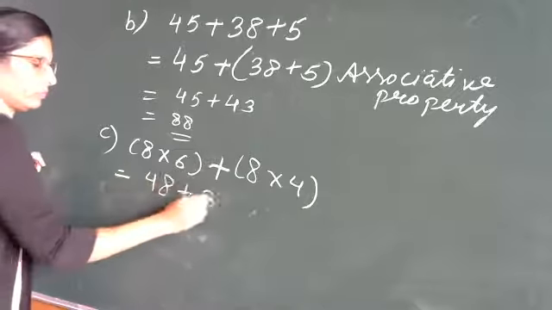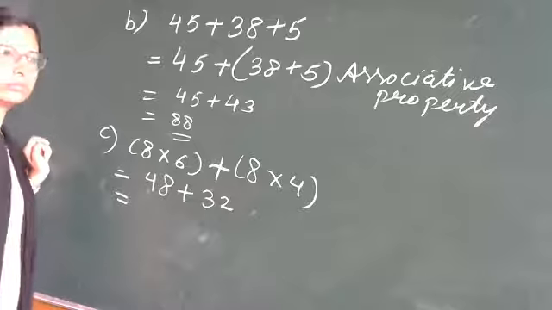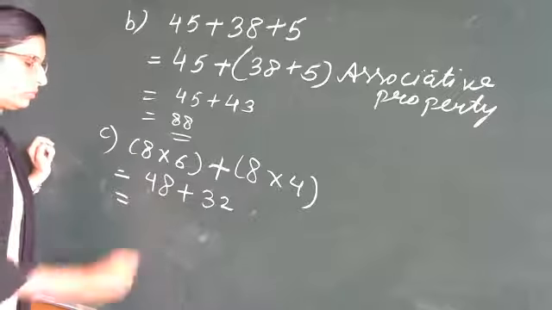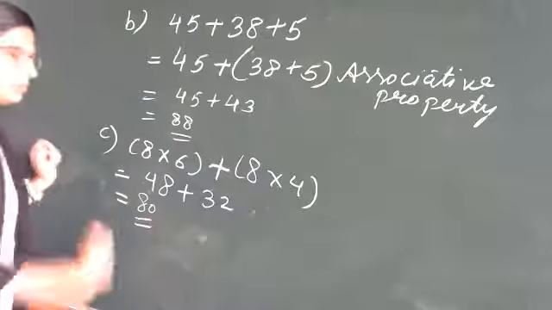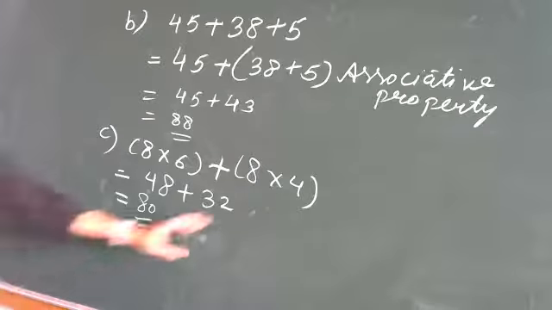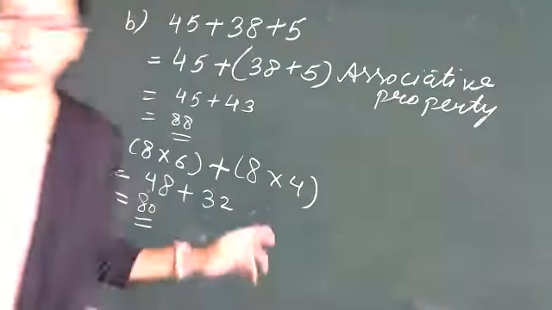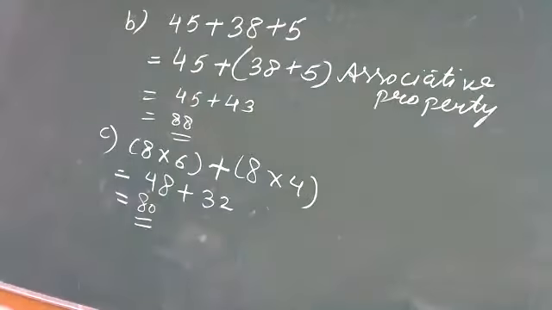48 plus 32 is 80. Over. Any difficulty in this? No, ma'am. Distributive property. Yes, you can write here distributive property of multiplication over addition.